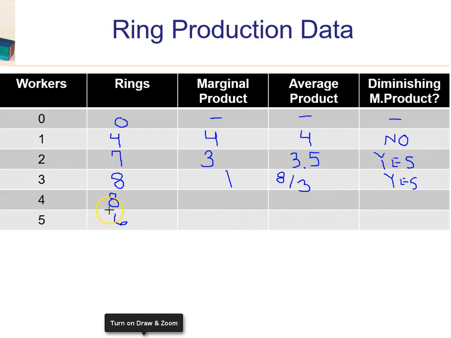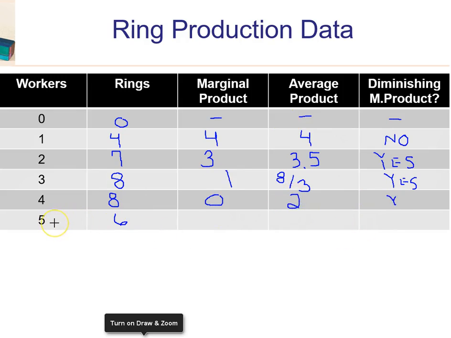Finally, we have 4 workers making 8 rings. What's the marginal productivity when that 4th worker is hired? Well, this is actually 0. You didn't get any more rings when that worker was hired. What's our average productivity now? 8 divided by 4 is 2. Is it diminishing? Yes, it is.